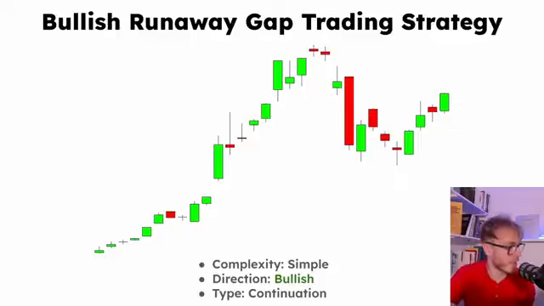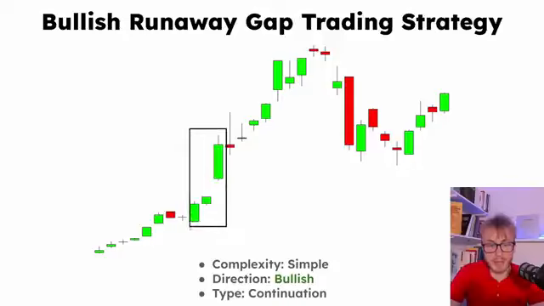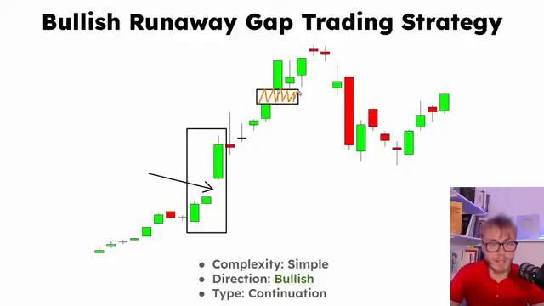And the first thing we need to do here is of course to identify the pattern. And on this chart, the only real runaway gap that can be found is right here. If you look closely on this chart, you can see that we have multiple of these other gaps. For example, right here, we have a gap between the real bodies of the candles.